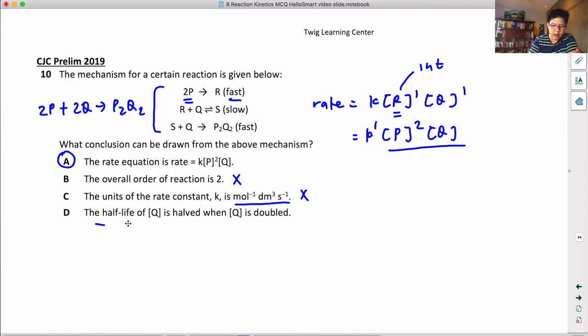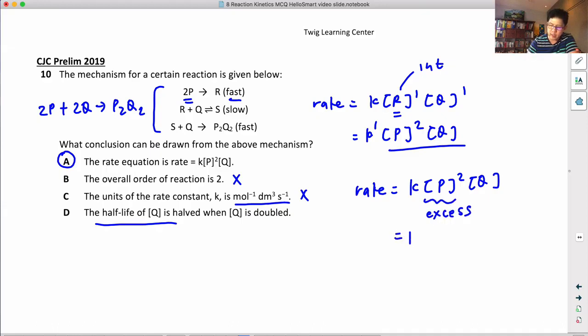Okay, when they say the half-life of Q, right? The thing is this. If you look at it carefully, maybe I'll just write the whole thing again. Okay, I'll write it this way first. To have a half-life of Q, it must be a pseudo first order reaction, right? And that only happens when P is in excess, right? So I'm going to write down rate as K prime Q. Right, so what's K prime? K prime equals K P squared.